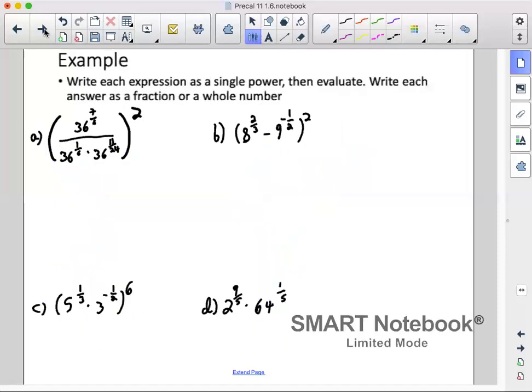Example: write each expression as a single power, then evaluate. Write each answer as a fraction or whole number. So this is 7 over 8 here. I know it's hard to read. This is 1 over 6. We'll start with this one down here.